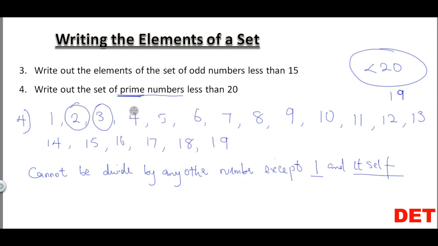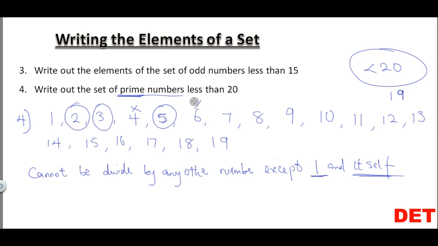Is 4 a prime number? No. Because 2 can divide what? 2 can divide 4. All right. Since 2 can divide 4, 4 is not a prime number because a prime number will only have 2 factors, 1 and itself. All right. Is 5 a prime number? Yes, because there is no other number that can divide 5 except 1 and 5 itself.